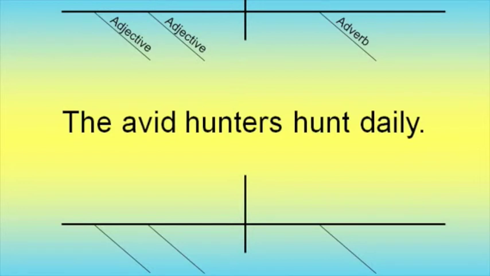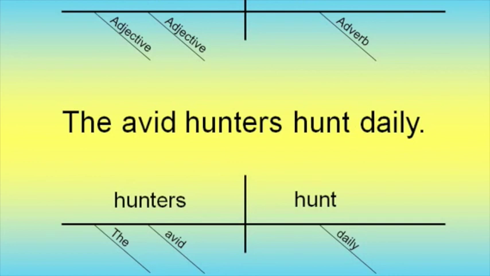Okay, let's look at this. Hunters is your subject. Hunt is your verb. Once you have the hunters hunt, you need to ask yourself, how are the other words being used in the sentence? That would be a better way to ask. So, the and avid are modifying hunters. Then, the word daily is modifying hunt because it's telling you how often they hunt.